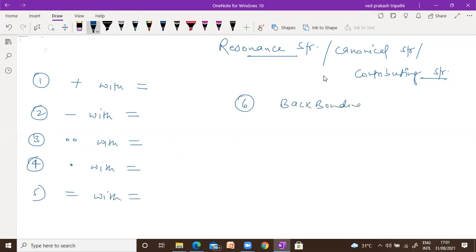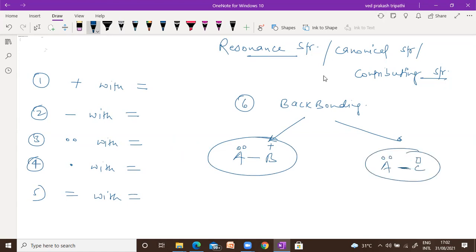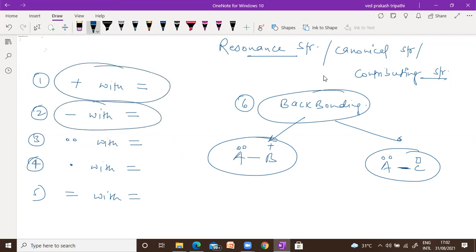What is back bonding? Back bonding has two conditions. When a lone pair is present adjacent to a positive charge, this is one type of back bonding. And when the lone pair is present adjacent to a vacant orbital containing atom. So there are two conditions in which back bonding can take place. And these are all the types of resonance form. We will start from this one and then this, like this. Please take a screenshot of this.